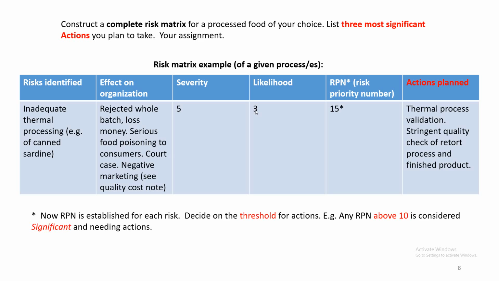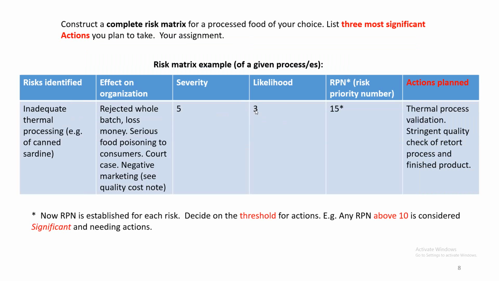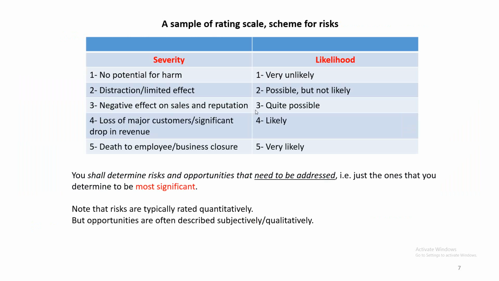Actually, there is another lecture on this called quality cost, where you can discuss all this negative impact on your organization. So the analysis is on severity. You give 5, remember, 1 is no harm until 5 is death to an employee. So this is a very, very severe possibility for inadequate thermal processing. You learn this in thermal processing of food. And the likelihood, we consider 3, which is quite possible. You can't say it is unlikely or very unlikely, but quite possible.